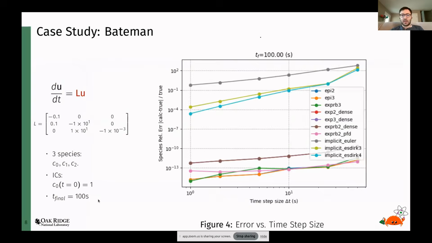Now summarizing those results, all the exponential integrators that we have implemented show up here at the bottom of this plot, which shows that you achieve nearly machine precision. Since this is a linear problem, we expect this: you achieve very good accuracy at any time step size. Whereas for the implicit methods, here you have implicit Euler, and then you have ESDIRK order 3 and 4 at the top of your screen, showing that it takes quite some time to achieve good accuracy for this class of problem.